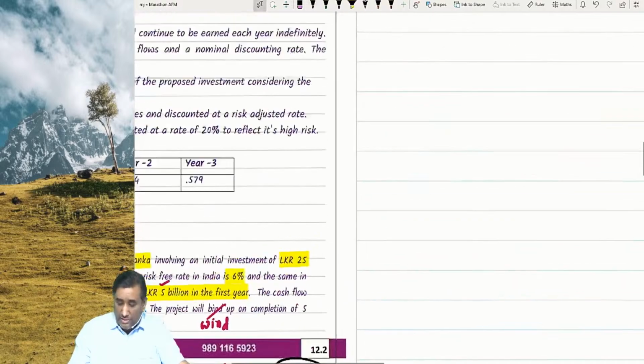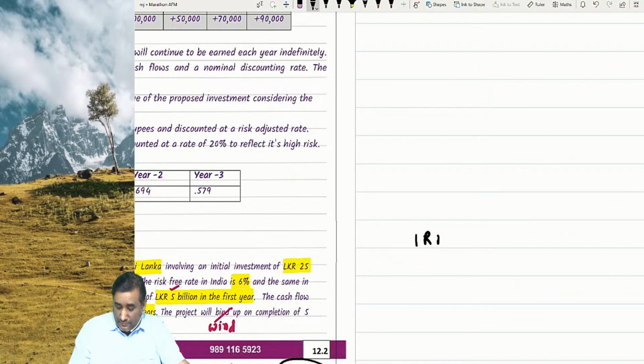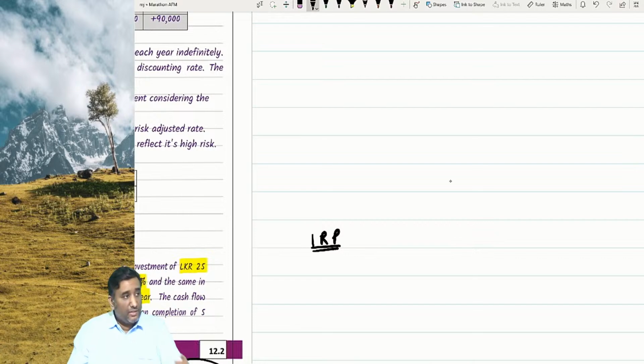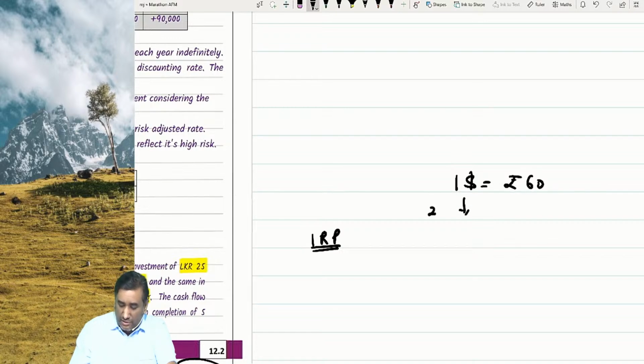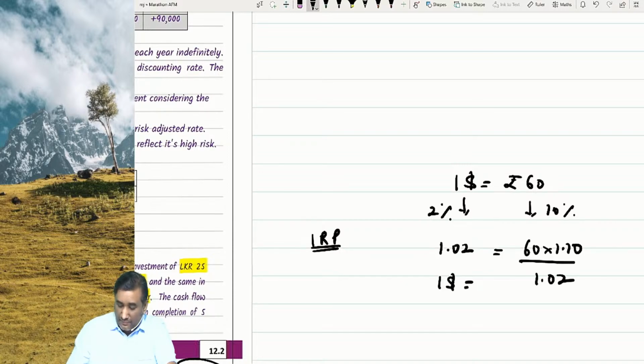Now let's work on how do we convert our cash flows. How do we convert cash flows? Help me out with the IRP theory. IRP was, sir, what? If you forget the theory, how to remember? Look up, please. The best way to remember is the same way I create the theories. If spot rate $1 is 60, interest rate of the dollar is 2%, interest rate of India is 10%. So India will become 60 into 1.1. Dollar will become what? 1.02.